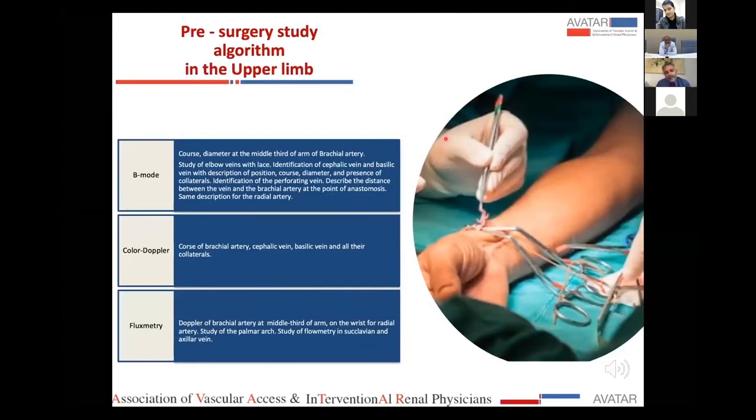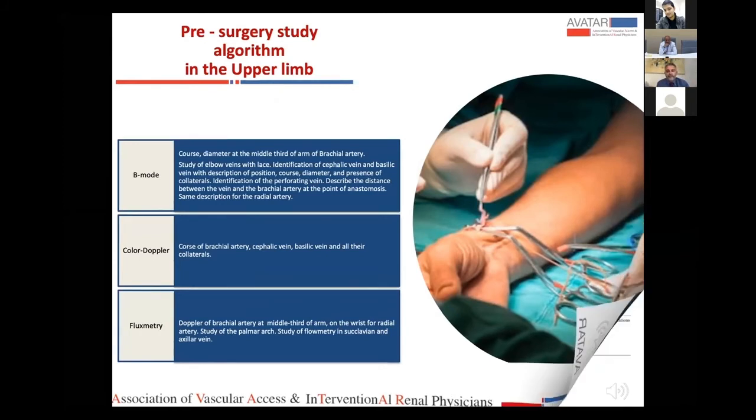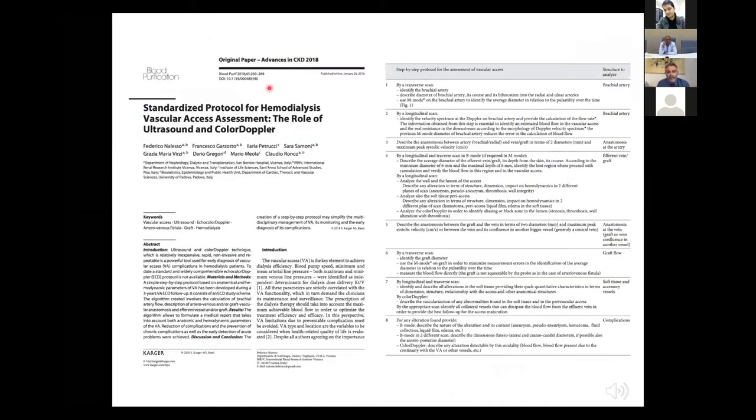The algorithm can also be used before surgery with the aim of studying the patient's arteries and veins and predicting any complication in the maturation of vascular access and its cannulation. The step-by-step protocol is the core of the study algorithm, as it requires the systematic study of all the elements in a univocal and sequential way, starting from the B-mode and ending with the Doppler analysis.